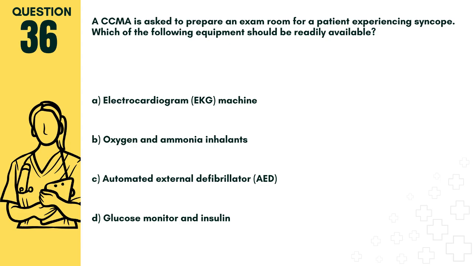Question 36. A CCMA is asked to prepare an exam room for a patient experiencing syncope. Which of the following equipment should be readily available? A. Electrocardiogram, EKG, machine. B. Oxygen and ammonia inhalants. C. Automated external defibrillator, AED. D. Glucose monitor and insulin.